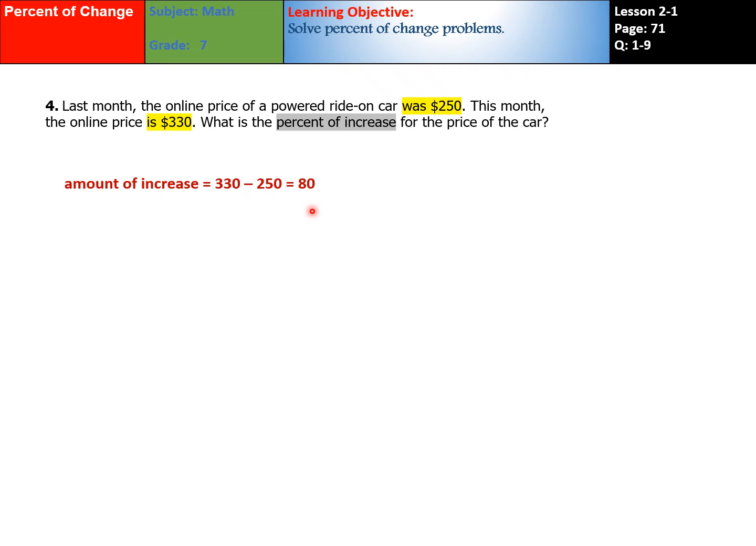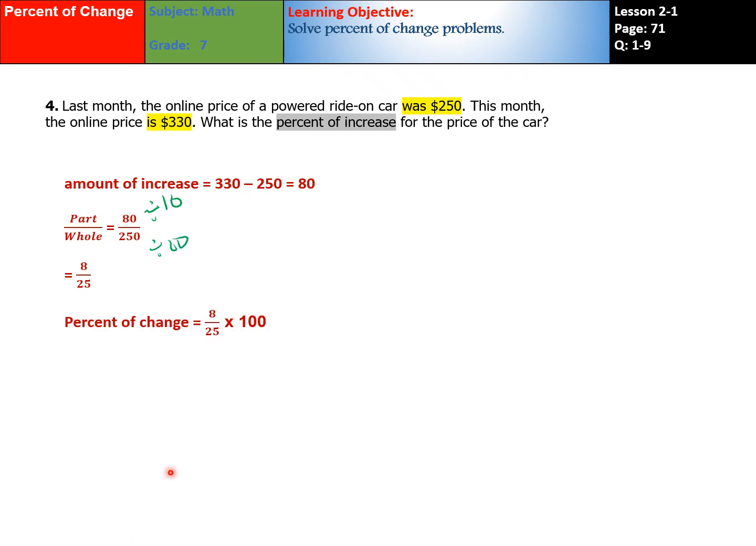Now, what fraction do we have? 80 over 250. Why? Because 250 was the actual amount. Now, to find the percent of change, you will multiply by 100, or otherwise you can first simplify. So here we can cancel 10 with 10, or you can say divide by 10, divide by 10. We'll cancel the 10, and it will become 8 over 25.